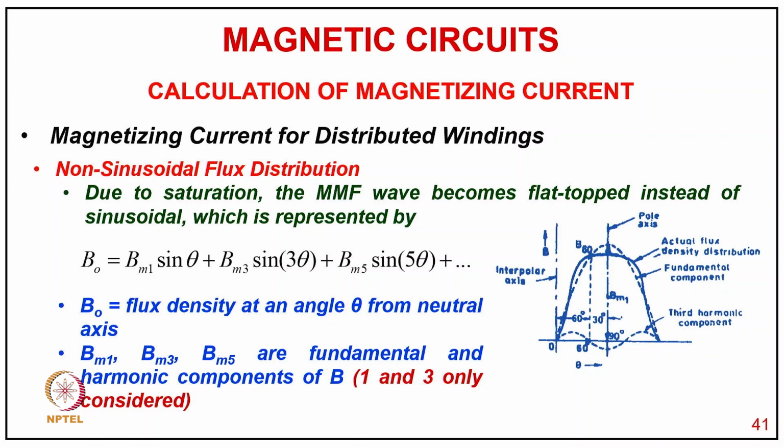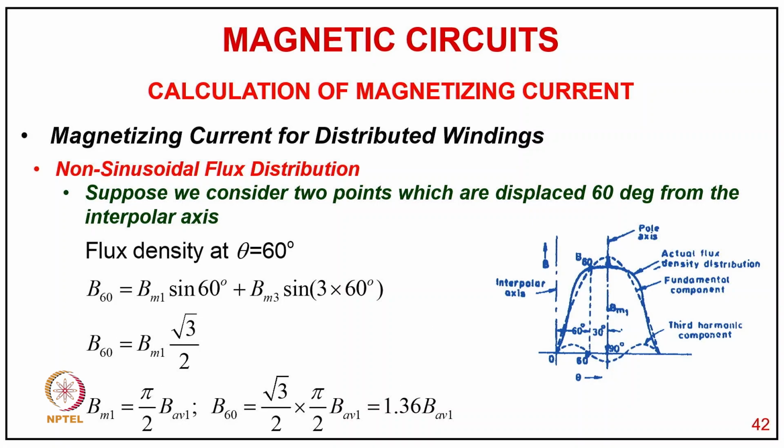So we call B0 the flux density at angle theta from the neutral axis, and Bm1, Bm3 are the fundamental and the harmonic of B, considering the first and third only. Now, for the magnetizing current for non-sinusoidal distribution, suppose we consider two points displaced 60 degrees from the interpolar axis. The flux density at theta equal to 60 is Bm1 sin 60 plus Bm3 sin (3 into 60), so B60 equal to Bm1 root 3 by 2, and Bm1 is pi by 2 into B average 1, so B60 becomes root 3 by 2 into pi by 2 into B average 1 equal to 1.36 B average.